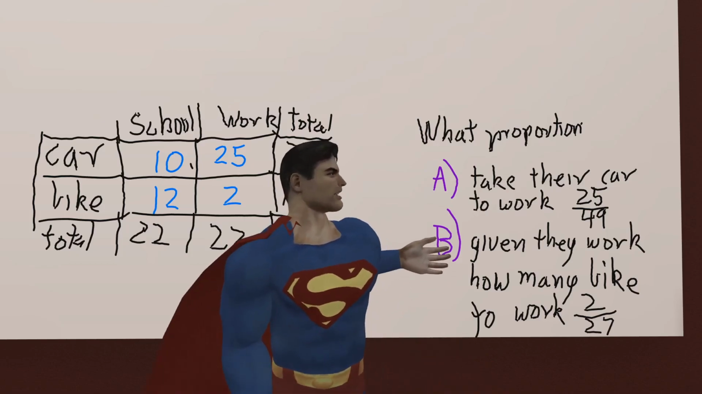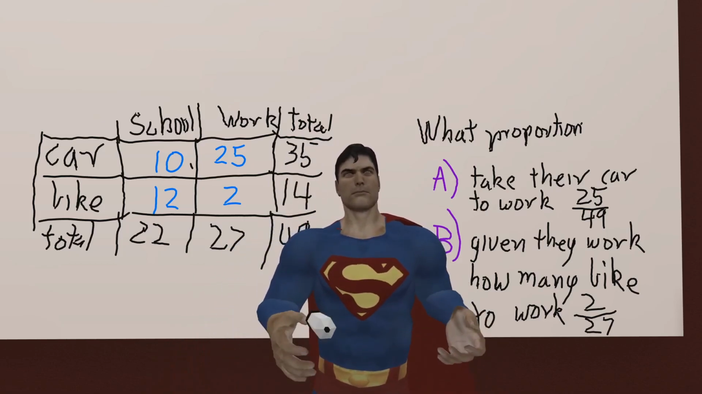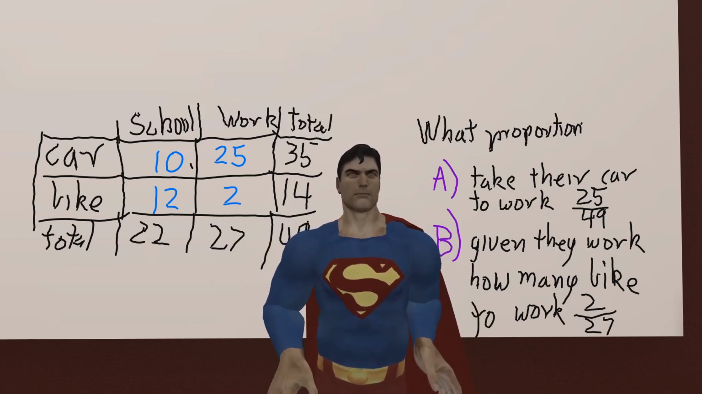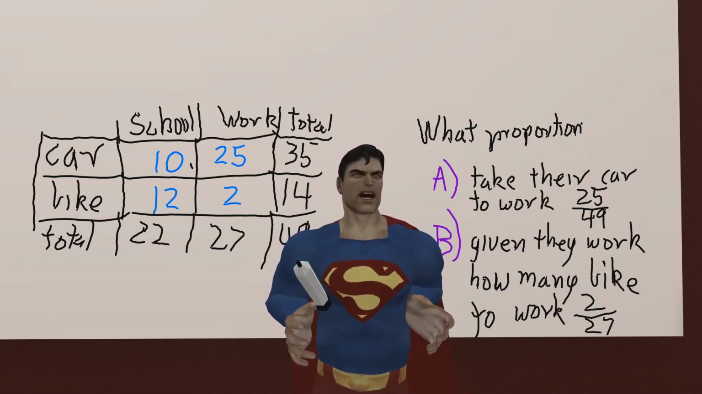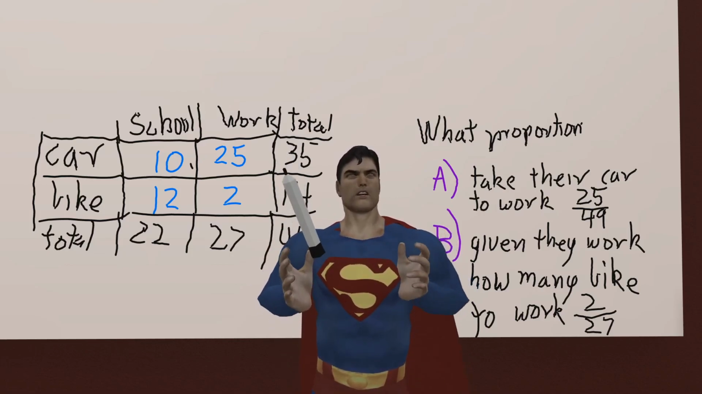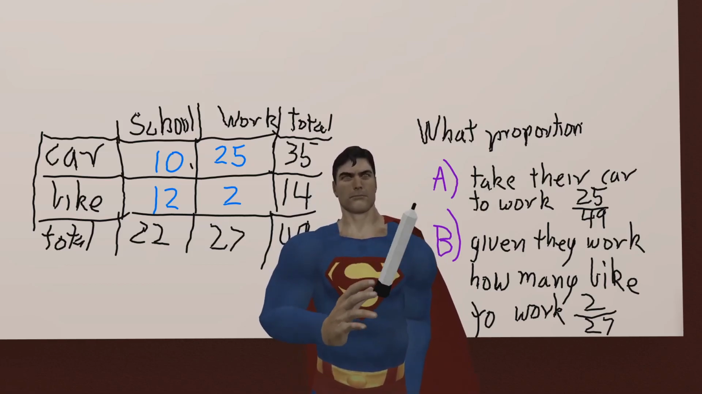Just as a quick summary, given or something like if they work or given they work, that means that we are only focused on one group of people. So either one row or one column.